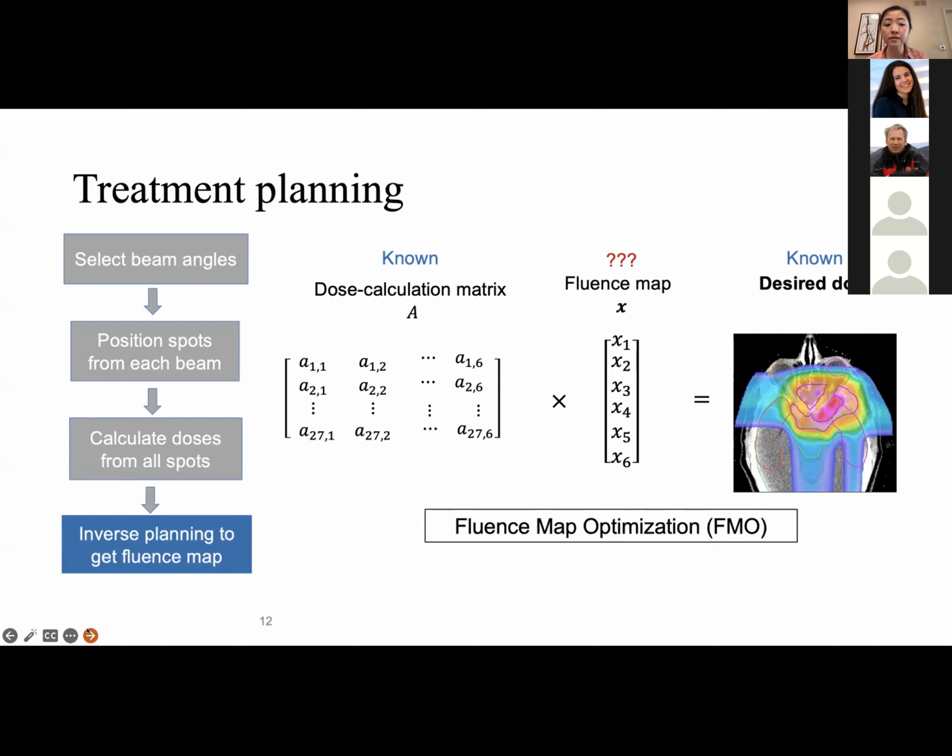And this inverse planning step in photon therapy is called fluence map optimization. So I'm just going to borrow this concept and call this fluence map optimization, FMO, as well for this part. And the real meaning is to acquire the actual spot intensity map.